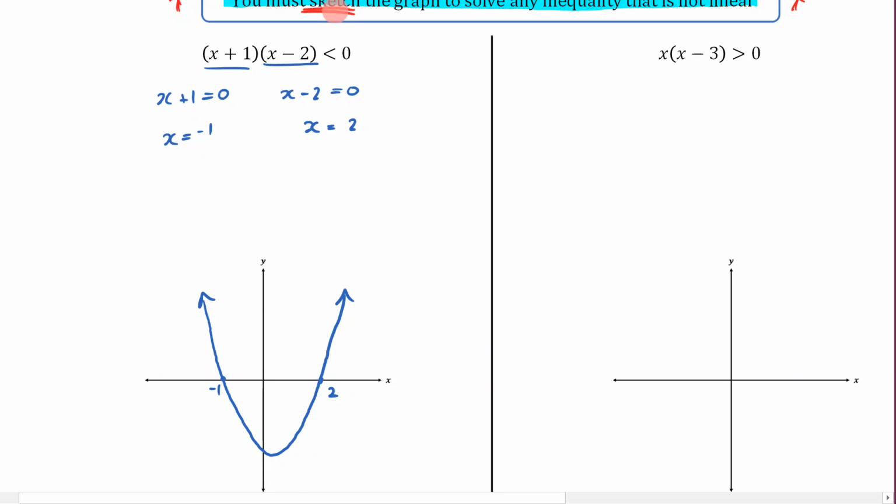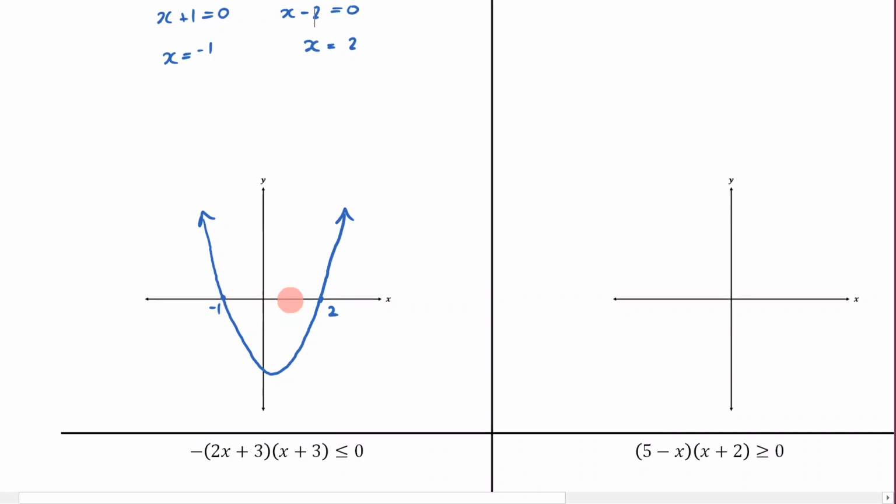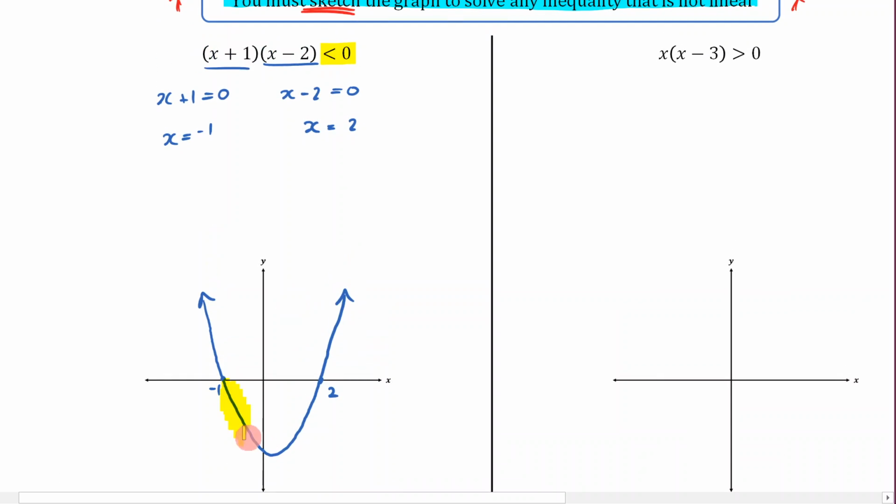The next thing that we have to do is look at our inequality part here. It's saying, where is this graph less than 0? A bit strange, but let's look at our graph and see if we can figure it out. Where it's less than 0, and I want you to shade this in, is in this region right here. This is where the graph is less than 0. So whenever you see a less than 0, what this means graphically is, where is it below the x-axis? Well, it's below the x-axis between negative 1 and 2.